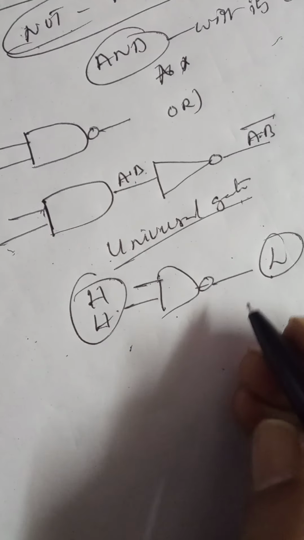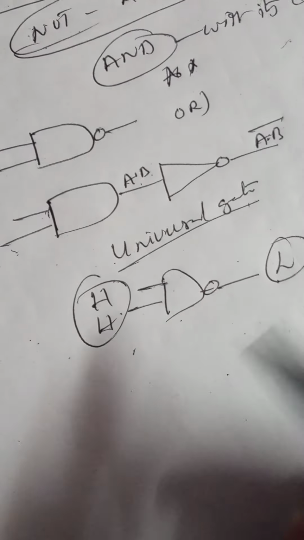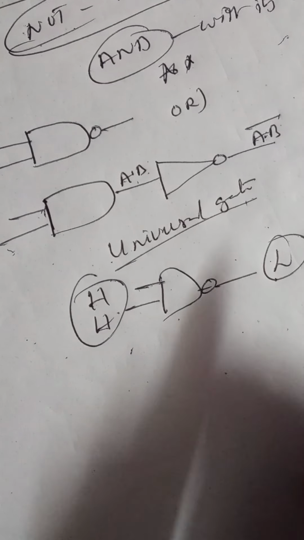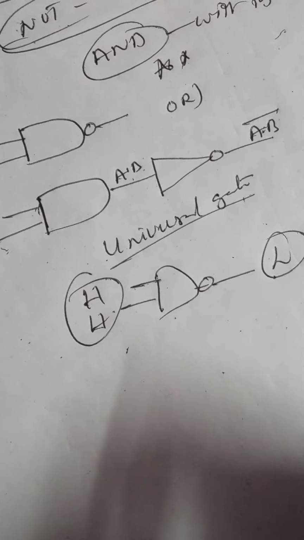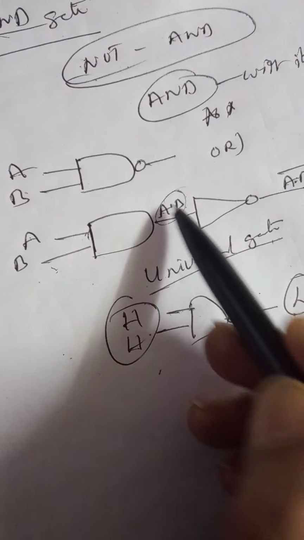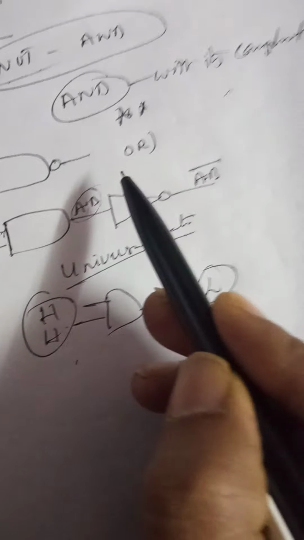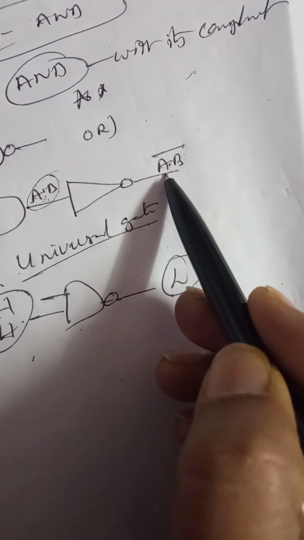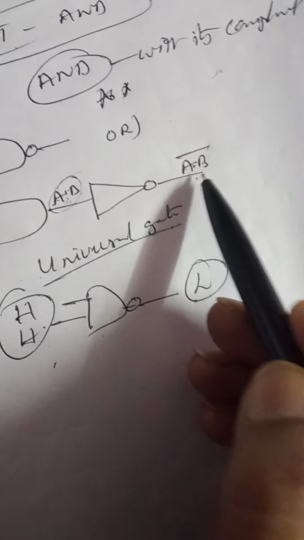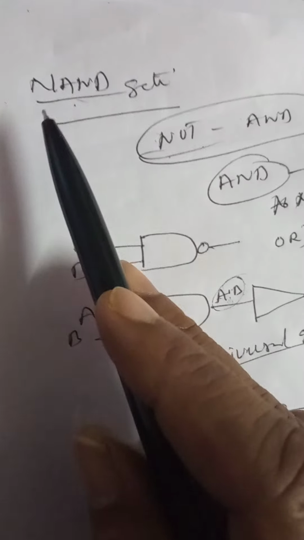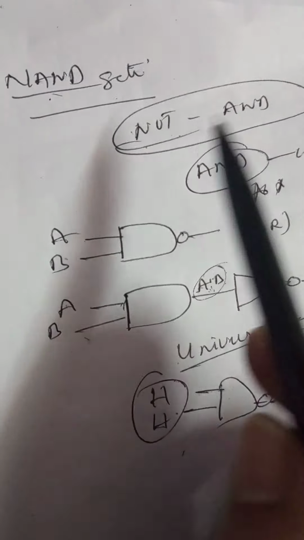Next one. NAND gate is nothing but what? It is opposite to the AND gate as far as the output is concerned. I told you earlier, the AND gate gives the result output, and its negation, its complement, is A dot B bar. This is the answer. NAND is a combination of NOT and AND.